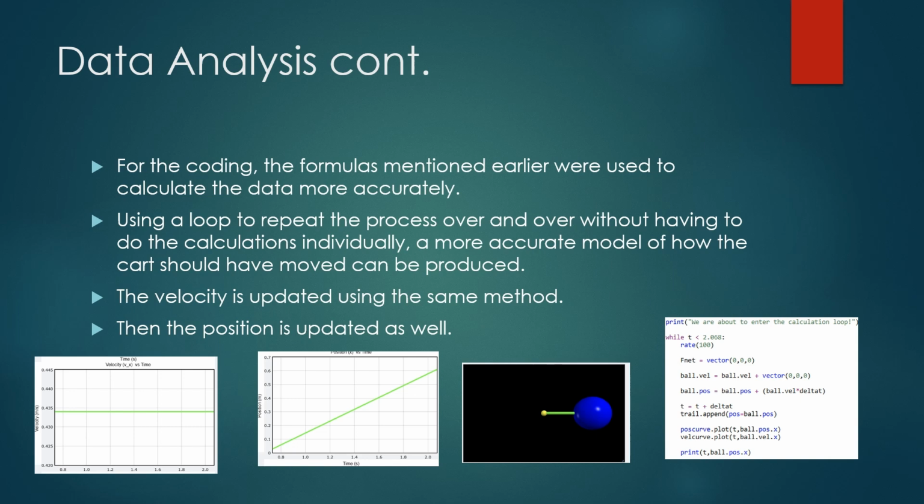For the coding, the formulas mentioned earlier were used to calculate the data more accurately. Using a loop to repeat the process over and over without having to do the calculations individually, a more accurate model of how the cart should have moved can be produced. The velocity and position were updated using those formulas as well. And the snippet of code on the right is the loop that we used to calculate the change in position and velocity.